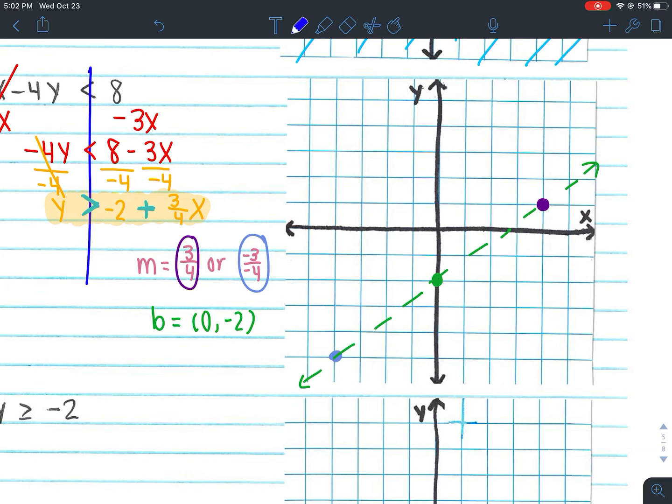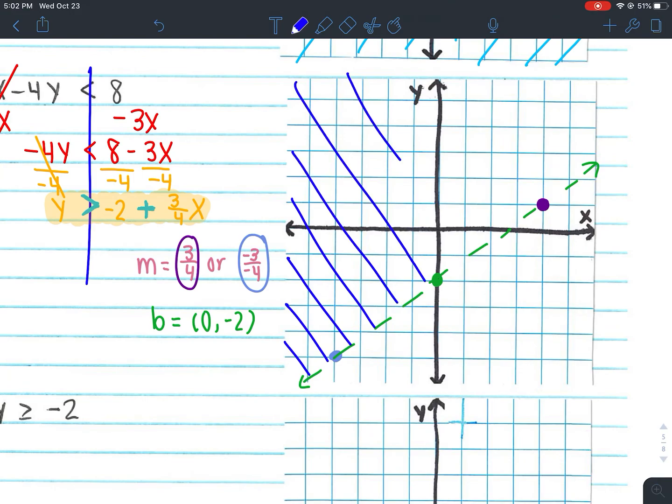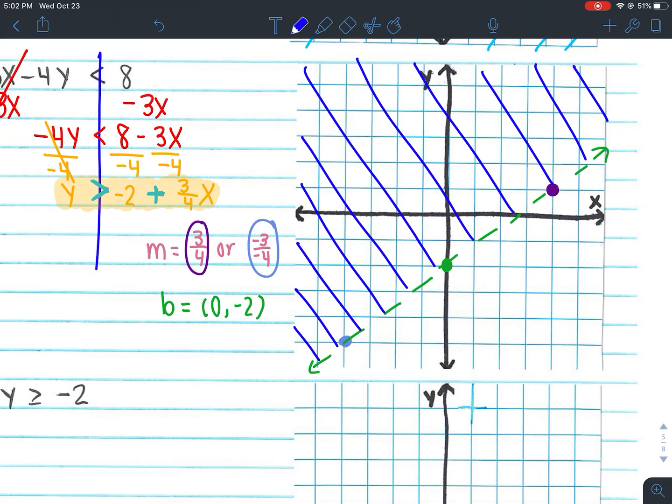It's a greater than sign, so you're going to shade above. Greater than means you shade above, less than means you shade below. So I would shade above here. So a big area for solutions. So is the point (0, 0) a solution? Yes, it lands inside my shaded area.